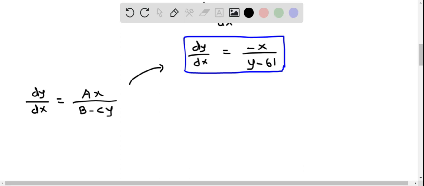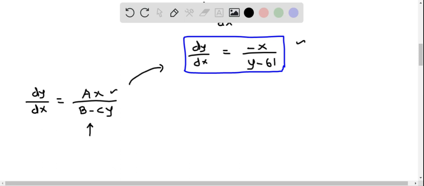It looks like the numerator terms match. That is, we have an x term in the numerator, and here also we have an x term in the numerator. However, when you look at the denominator, we have b minus cy. That is the negative cy we have here, but we should have y as a negative term.